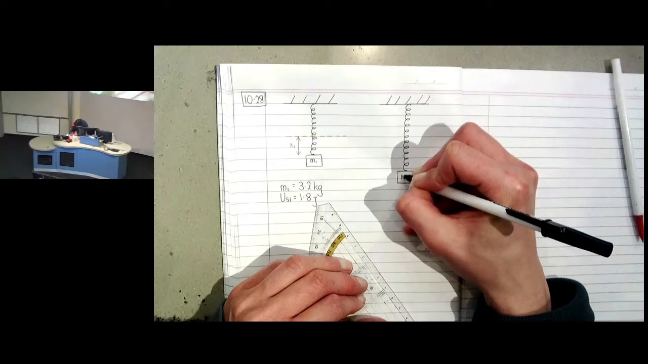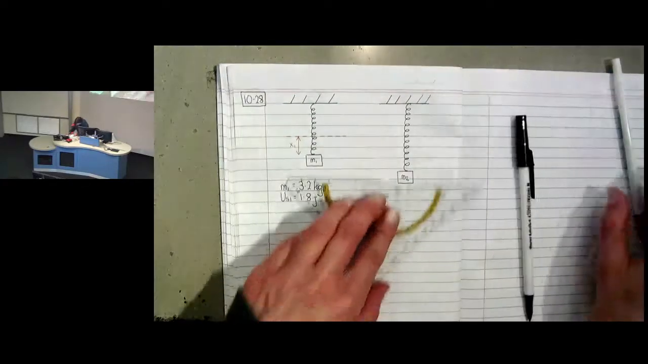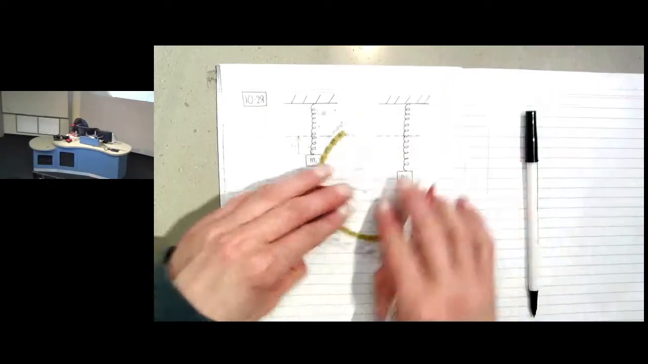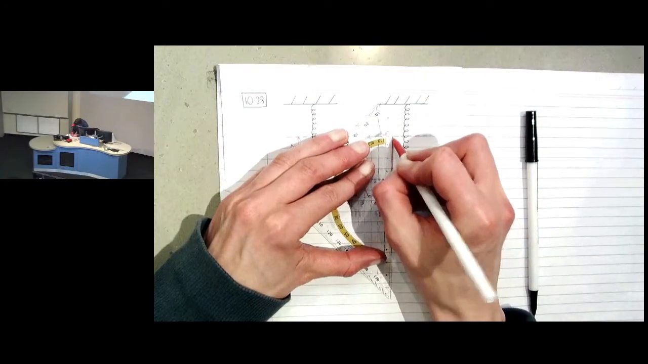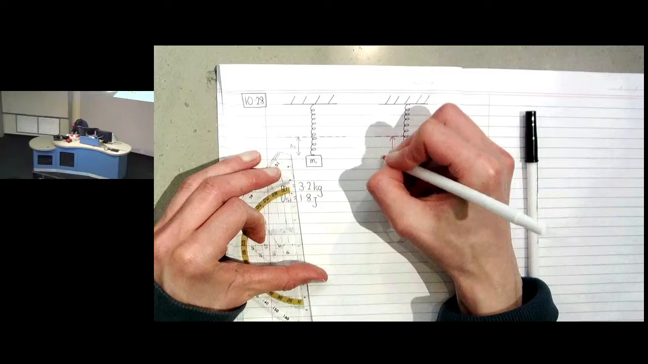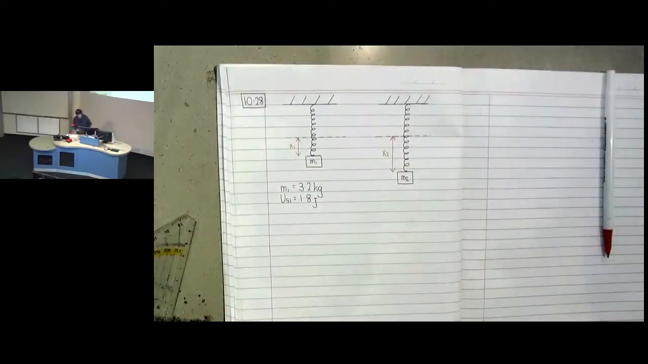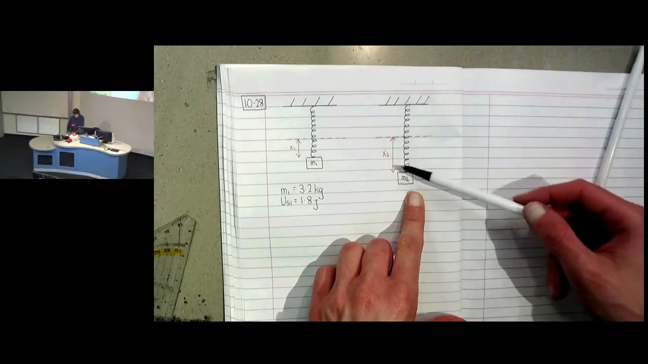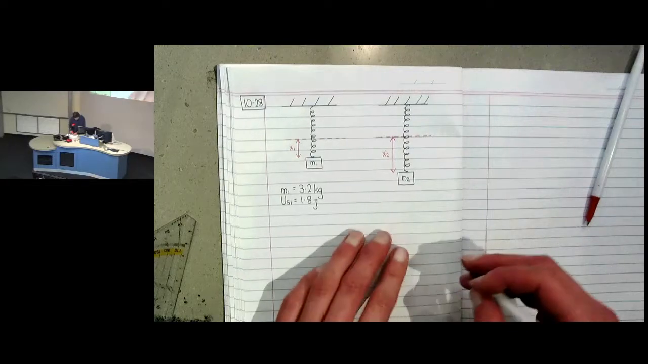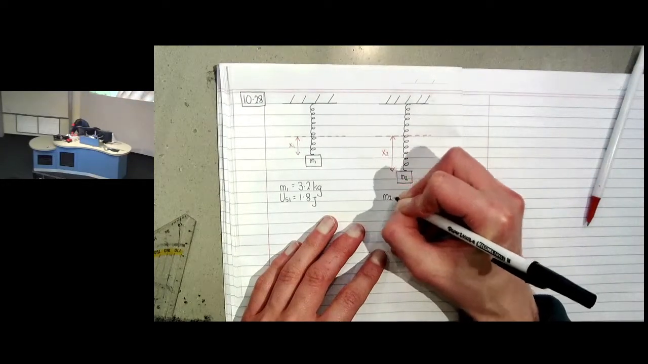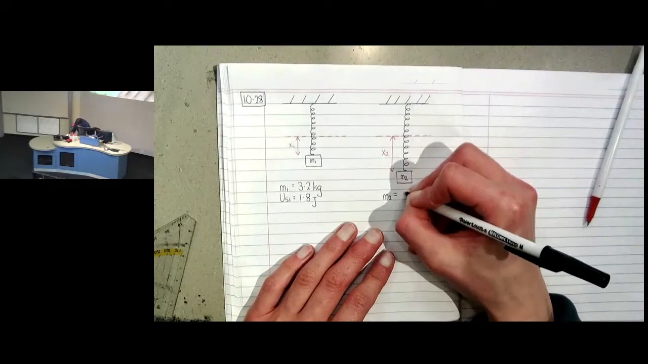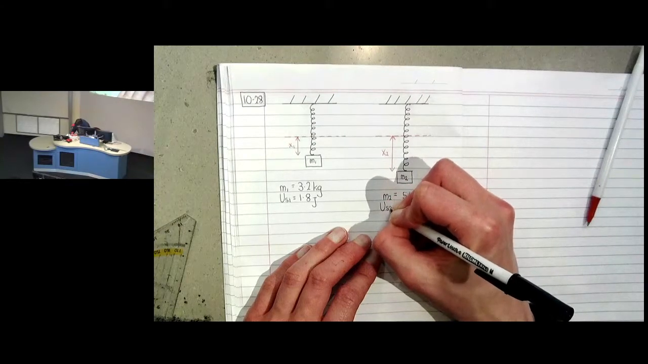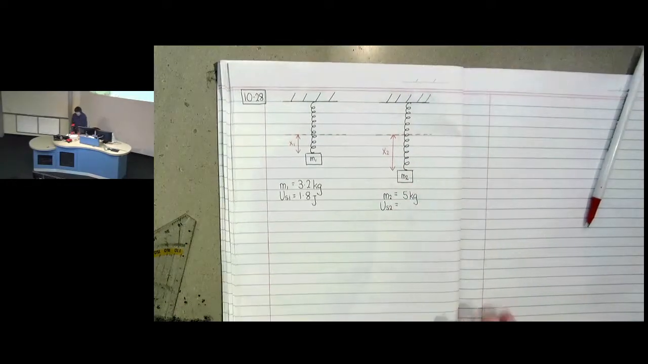So I'll call the 5 kilo block M2, and the amount by which the spring is stretched in the case of M2 being attached to it, I should call X2. And what the question is asking us is, what is the elastic potential energy stored in the spring block system in this case here? So again, we're told the mass of the block is 5 kilograms. So we have to figure this out.